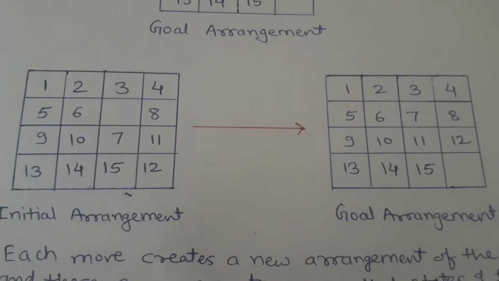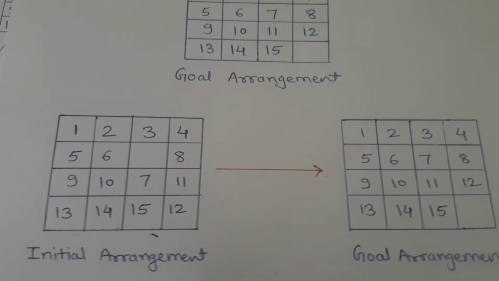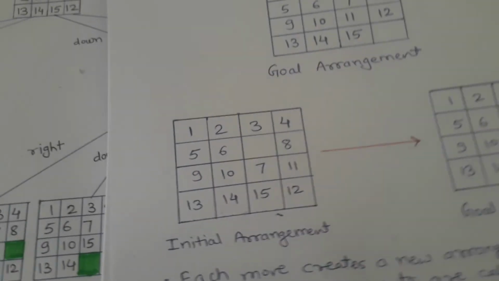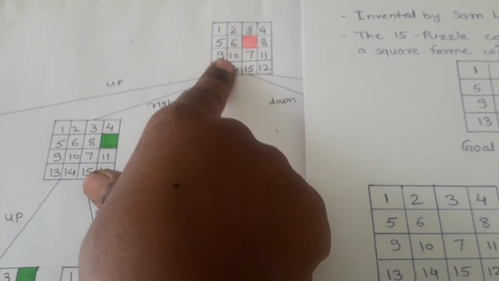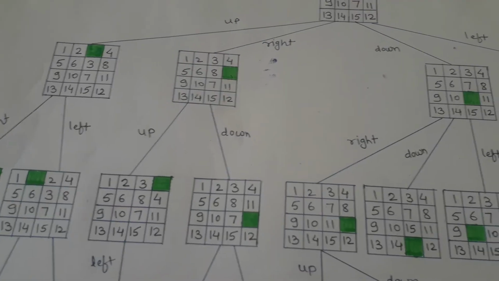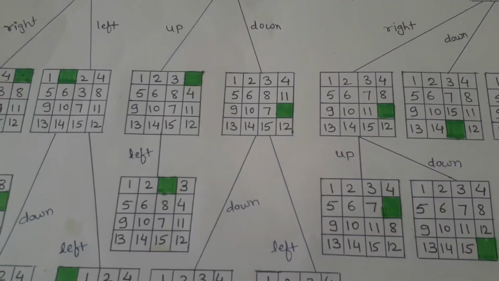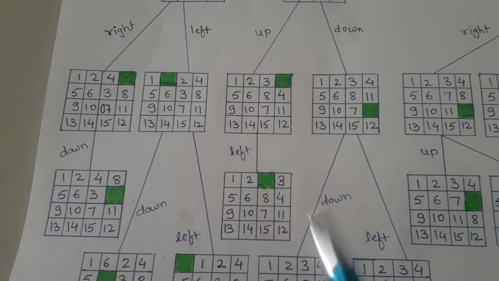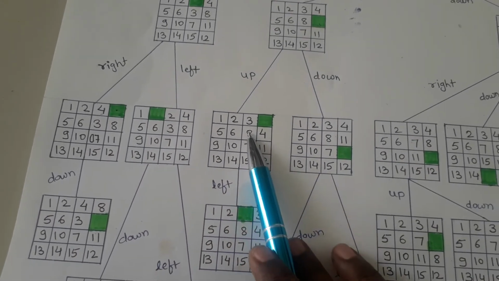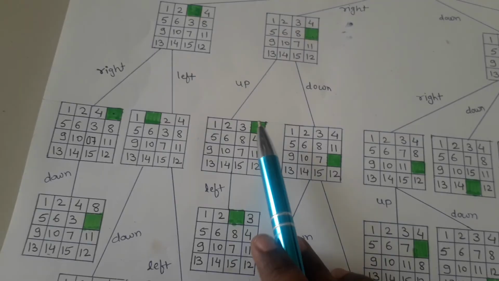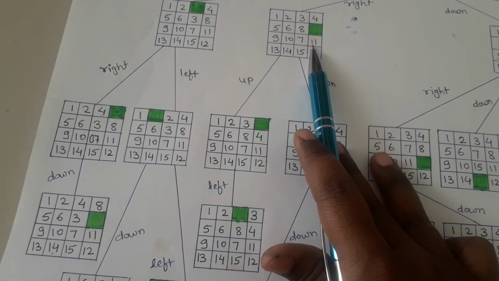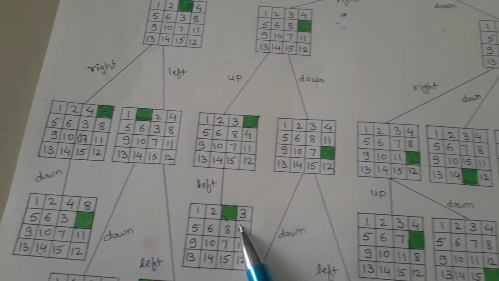And what is our goal state? This is our initial arrangement, and we have to transform this initial arrangement to the goal arrangement. So we started with our initial arrangement as it is here, and here we have seen the different states. Now for this state, if we move 3 to this empty slot, we will get this state. But if we move 4 to this empty slot, we will again get the previous one. So therefore only one state is possible.